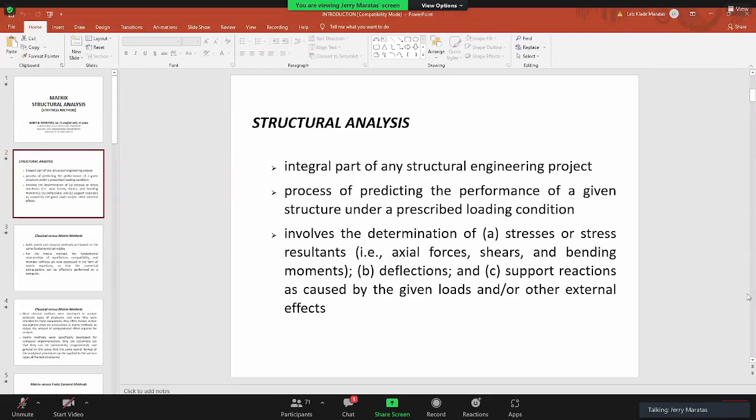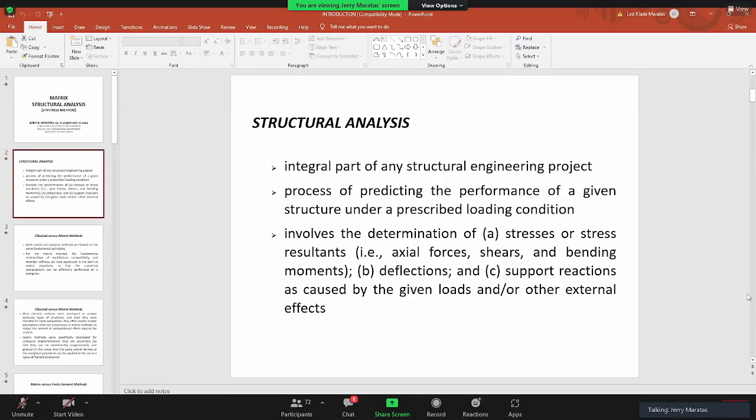Okay, so I believe you already have an idea about this one. When you say structural analysis, it is an integral part of any structural engineering project. This is the process of predicting the performance of a given structure under a prescribed loading condition. This involves the determination of the stresses, like the axial forces, shears, and bending moments, as well as deflections and the support reactions caused by the given loads and or other external effects.